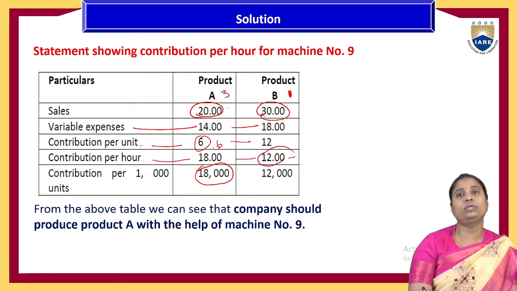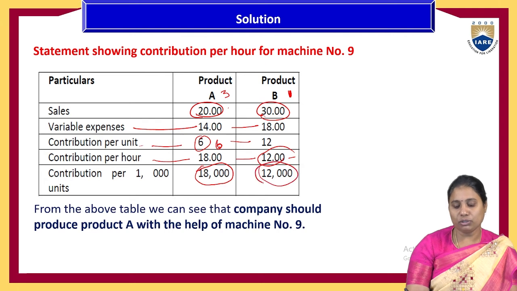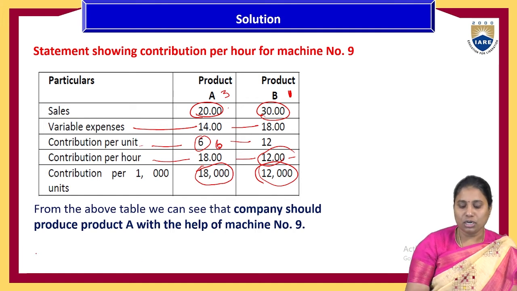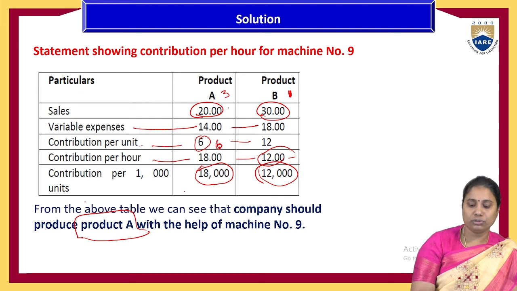So here, per unit 6 rupees, which means per hour 3 articles they are producing, so 18,000 rupees of contribution they are going to give for these 1,000 units, and it is going to be contributing 12,000 units. So from this it is very clear that product A should be produced with the help of machine A rather than product B, because it is going to contribute the maximum towards these 1,000 units.